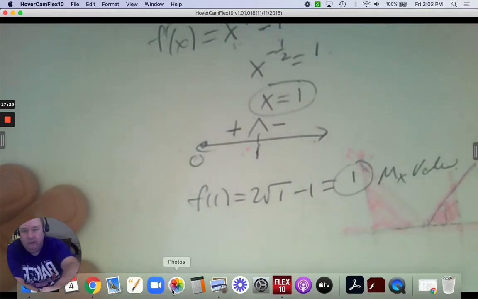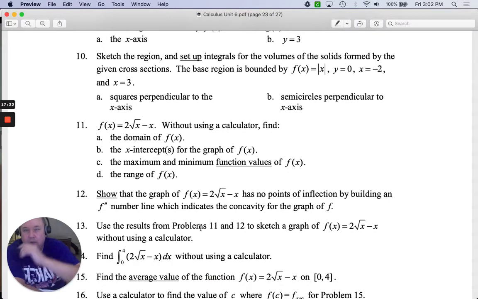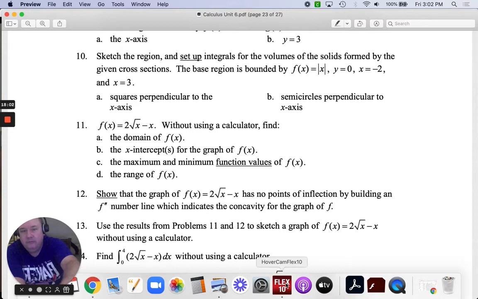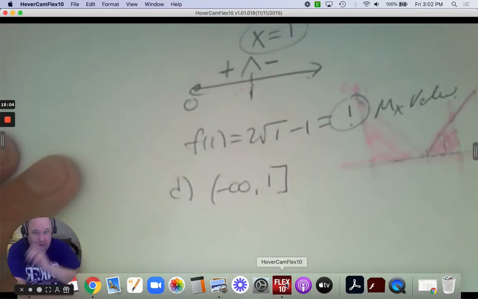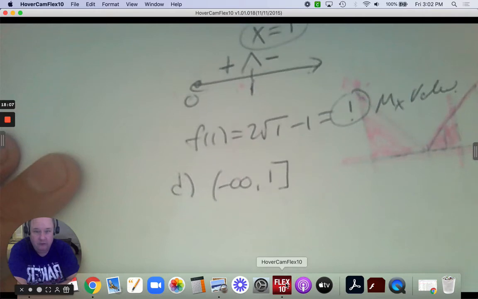The last question, what is the range for this? To understand the range, because 1 is the maximum, the range is less than or equal to 1. A little bit tricky. But since 1 is the maximum, it would go from negative infinity up to 1. And that would be the answer for the range.